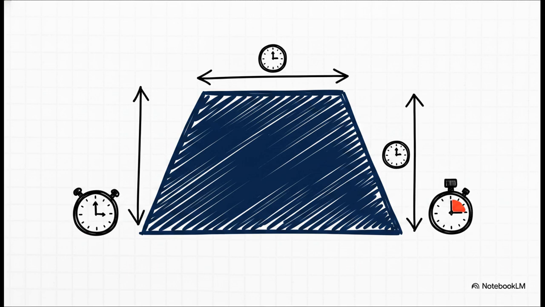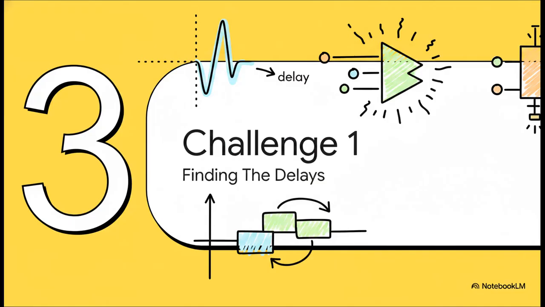Then we have fall time for the high to low transition, and we also measure saturation time, which is simply how long the signal stays stable at its high or low value. All right, that's enough theory for now. Let's put this into practice and solve a little puzzle. For our first challenge, we are going to take a signal graph and find all of these timing parameters ourselves.